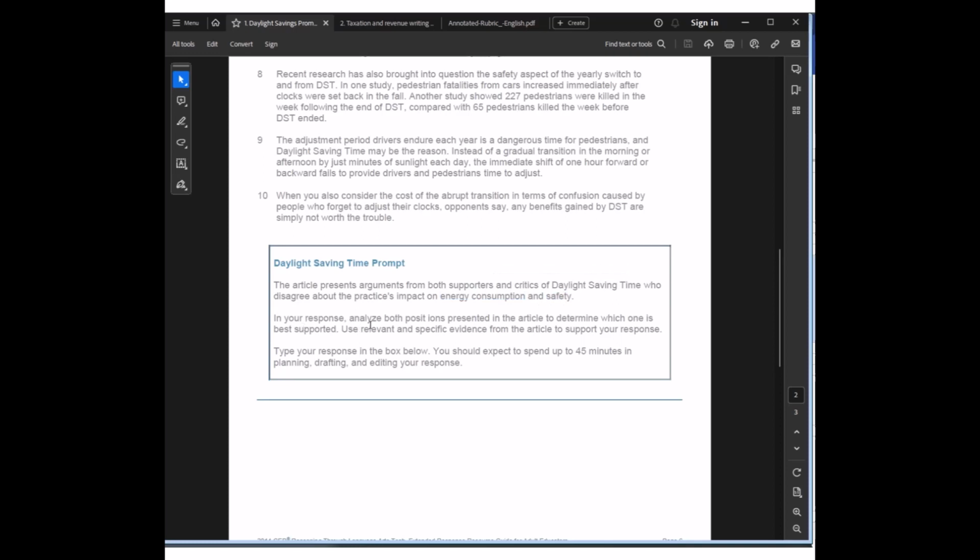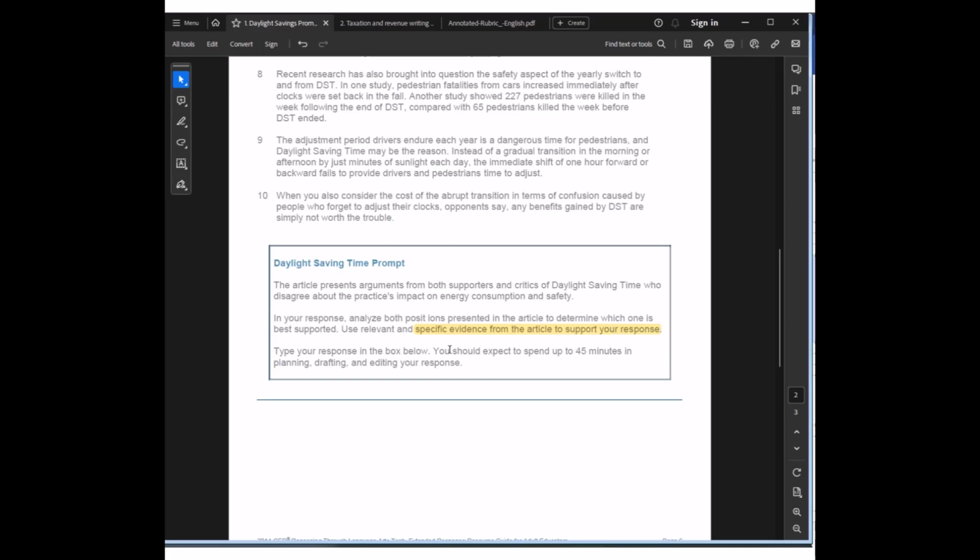In your response, analyze both positions presented in the article to determine which one is best supported. Use relevant and specific evidence from the article to support your response. This is really important, you guys, and we're going to notice this when we start reviewing the rubric. Specific evidence from the article to support your response. This is called text-based evidence. So it's really important that you understand what that means. And we're going to talk about that in a moment as well.